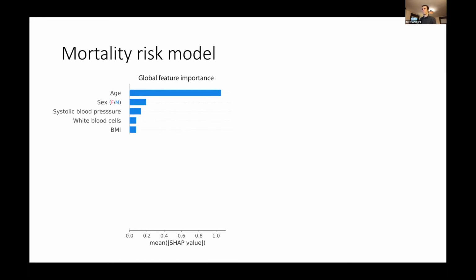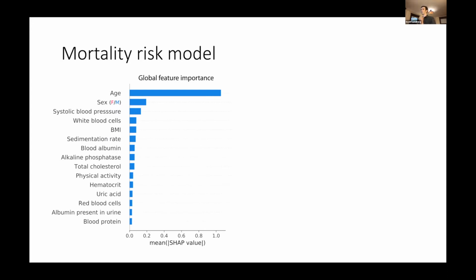And of course, it turns out that there's a long tail of these things, right? They measured all kinds of things about these patients. And if you look at this global feature importance chart, you could come away with the conclusion that age and sex matter a lot.